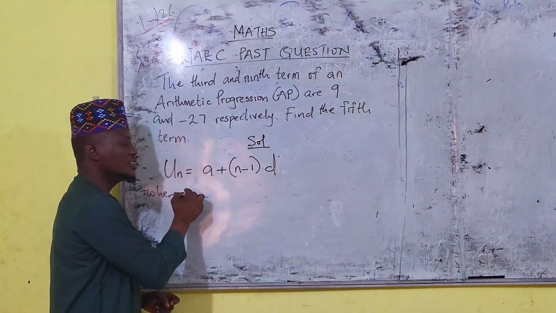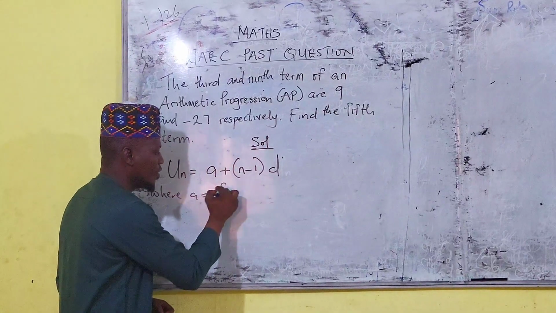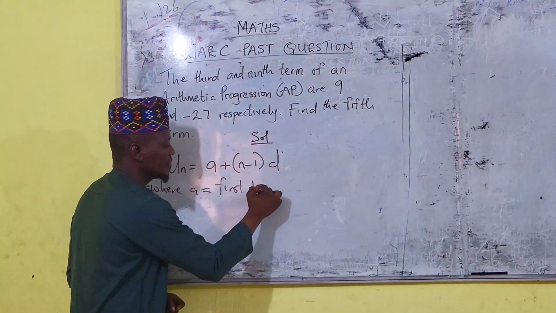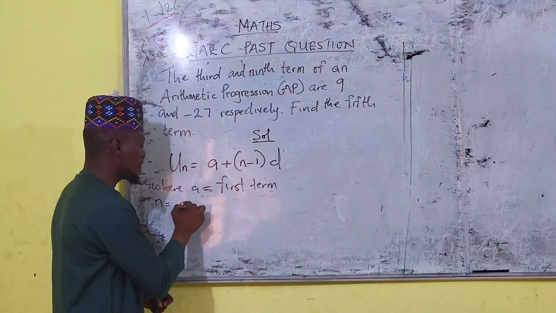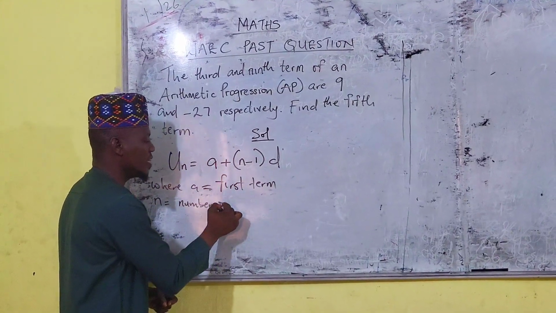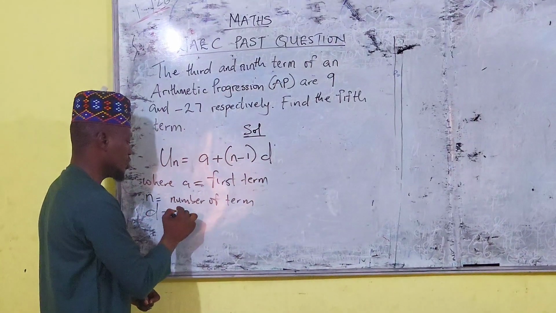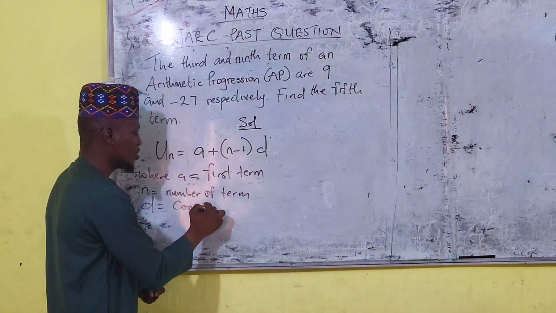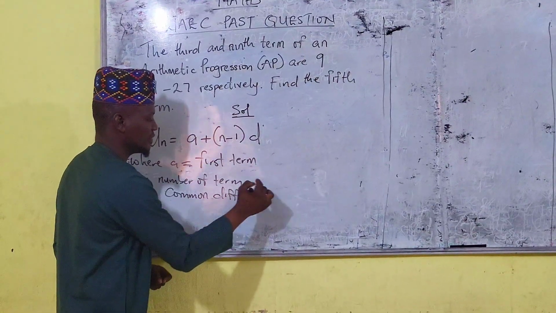where a means what? The first term. And n is what? The number of terms we are dealing with. And d means what? Common difference. d means common difference.